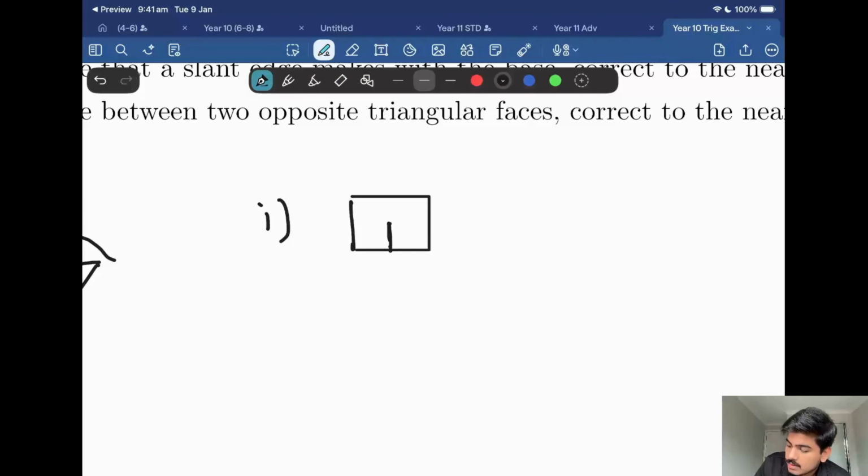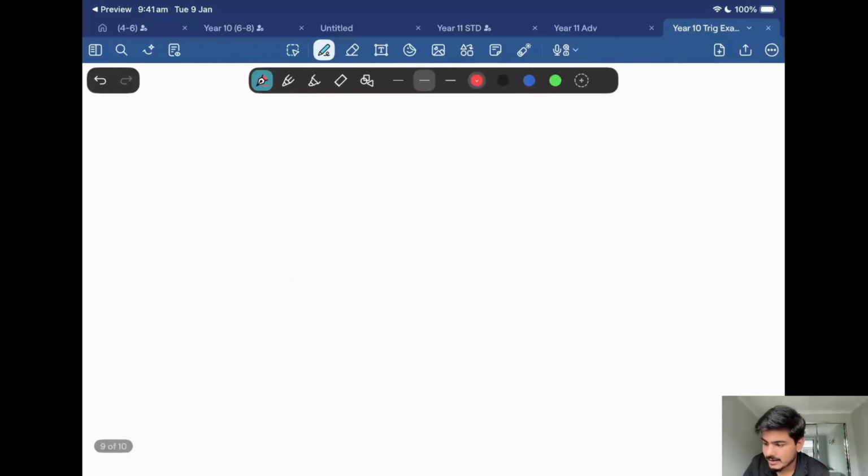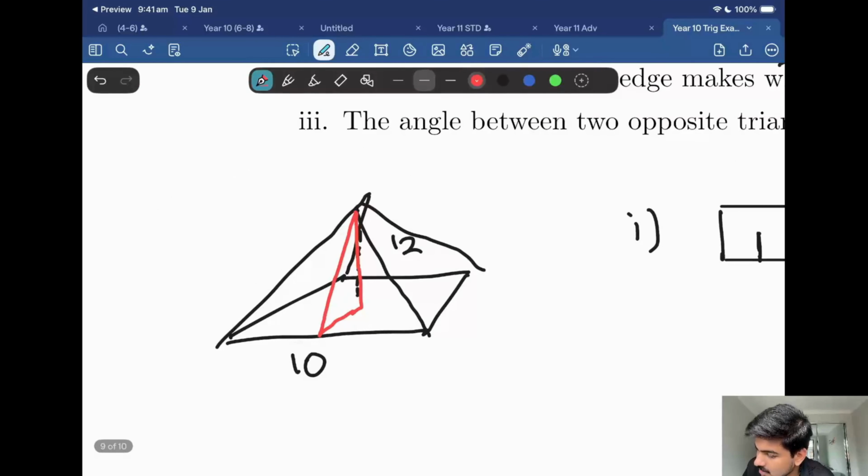Okay, so if this is 10, we want to find a triangle inside, right? So let me try to make my best representation of this. It's going to be something like this. Imagine this as a 3D triangle, where this here is a triangle inside this pyramid. Okay, and we want to find this.